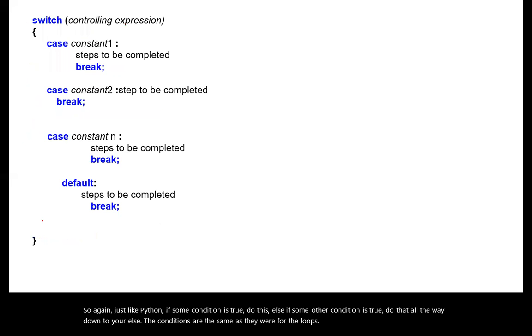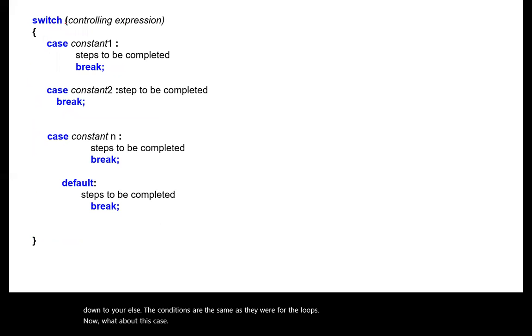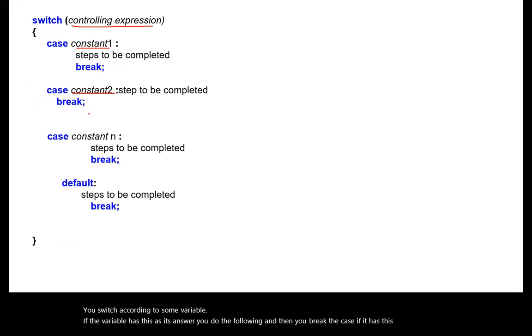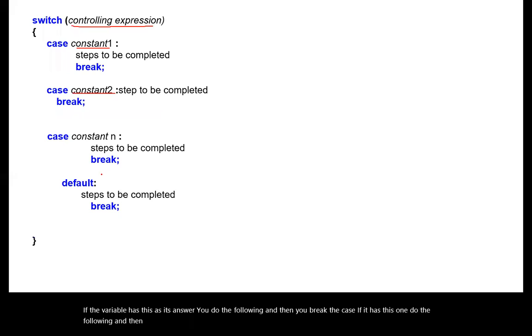Now what about this case? You switch according to some variable. If the variable has this as its answer, you do the following, and then you break the case. If it has this one, do the following and then break. If you have this one, break. And the default acts very much like the else statement. If it is not one of the given ones, then you'd say the following.